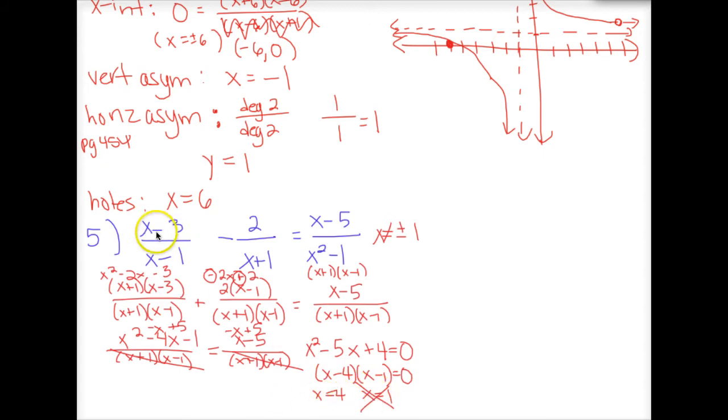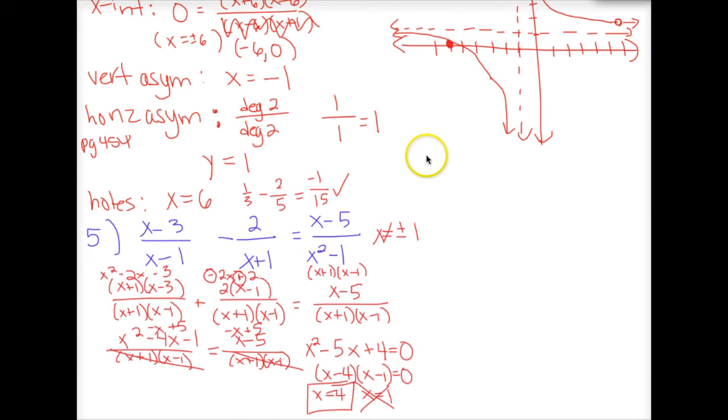So if I check that, 4 minus 3 is 1 over 4 minus 1, which is 3. So 1/3 minus 2 over 4 plus 1 is 2/5. I'm checking to see, does that equal negative 1 over, this would be 16 minus 1, which is 15. So is that negative 1/15? Well, this guy is 5/15. This is 6/15. 5 minus 6 is negative 1, so it checks. x equals 4 is a good solution.